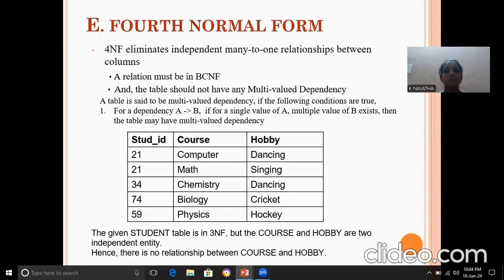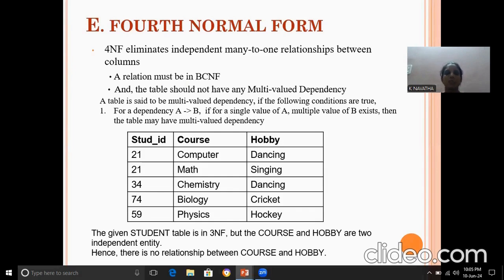Now next is fourth normal form. Fourth normal form first eliminates independent many-to-one relationships between columns. What are the independent many-to-one relationships between columns? As we all know, one-to-one, one-to-many, many-to-one. Here it is saying that it eliminates independent many-to-one relationships between columns.